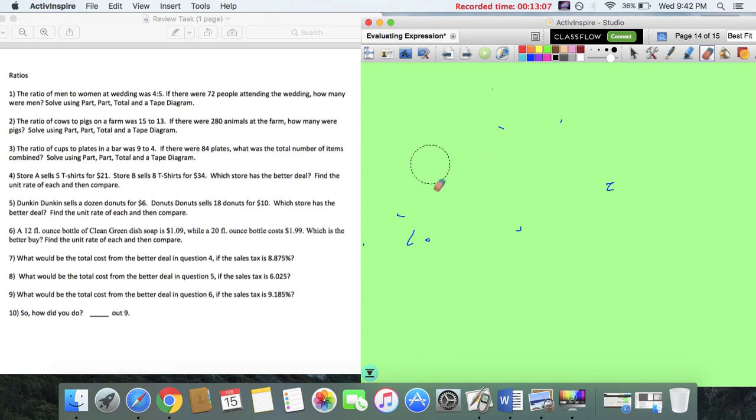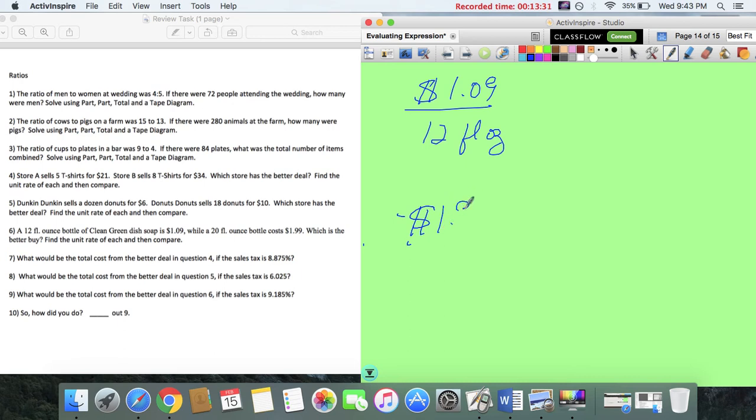It says a 12 fluid ounce bottle of clean green dish soap is $1.09. So for $1.09, you get 12 fluid ounces. And then for $1.99, you can get the same brand, but a bigger size. It costs you $1.99 for 20 fluid ounces. Which one is a better deal?